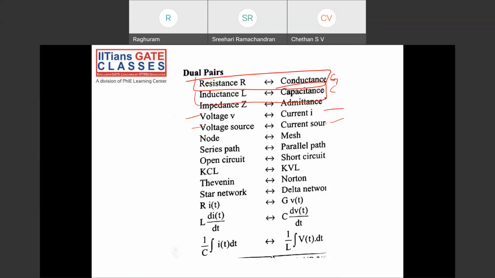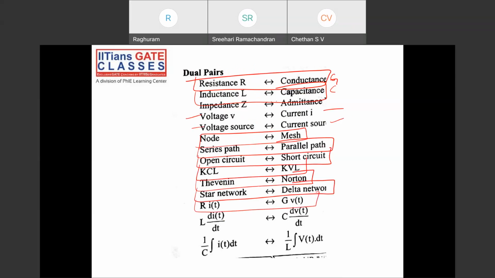Voltage, current; voltage source, current source; node, mesh; series path, parallel path; open circuit, short circuit; KCL, KVL; Thevenin's, Norton's; star by delta and delta by star. R into I dt is G into V dt, nothing but replace R with G, I with V, voltage with current. L di by dt: replace L with C, I with voltage, C dV by dt. 1 by C integral I dt is 1 by L integral V dt. Can you tell me some more dual pairs?